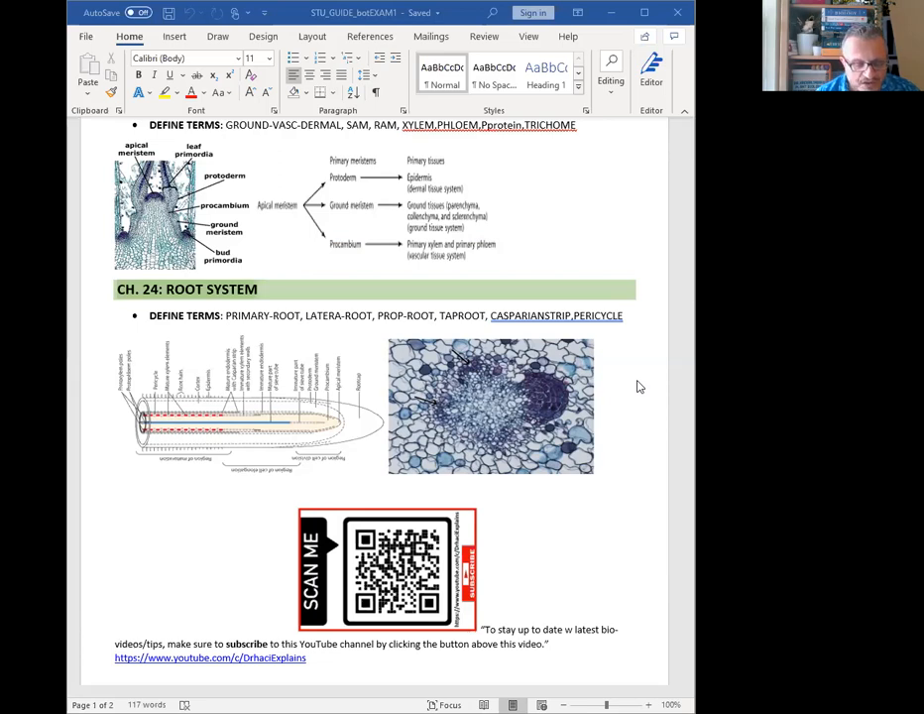Apoplast is anything outside the plasma membrane. There are some fungi like mycorrhizae that can help plants reach more phosphorus, and there are some bacteria that can help certain plants, like legume plants, reach more nitrogen sources.